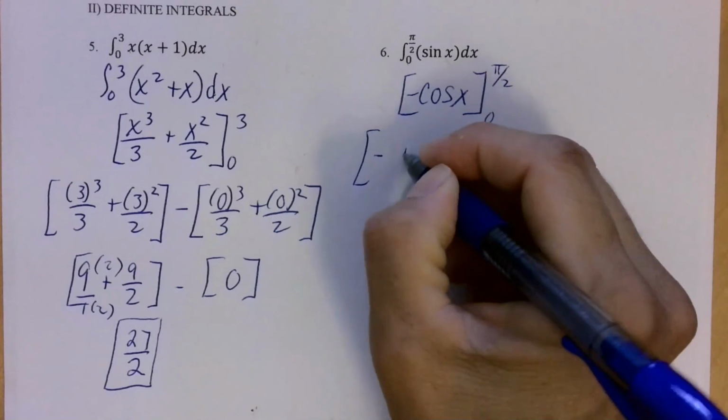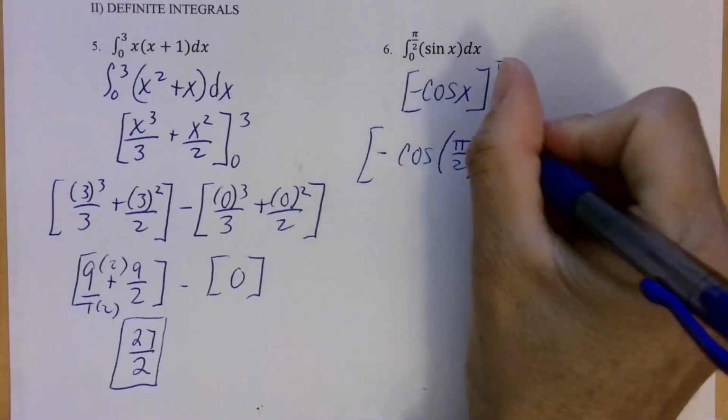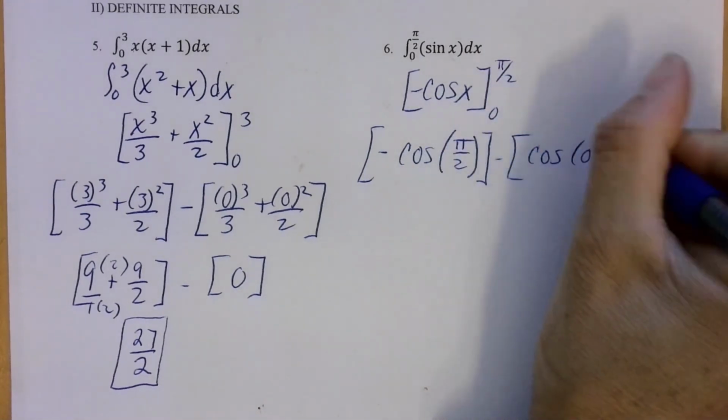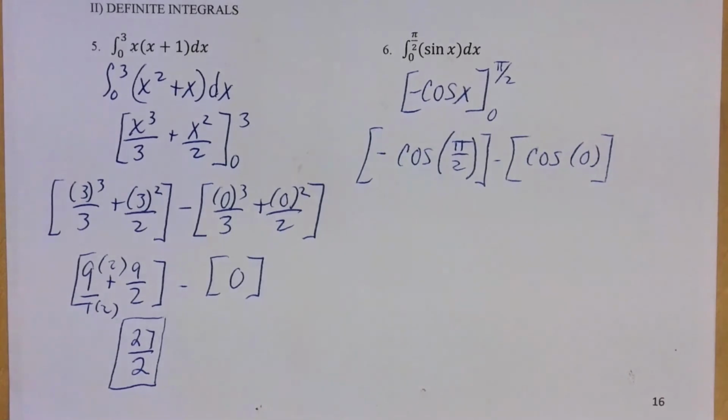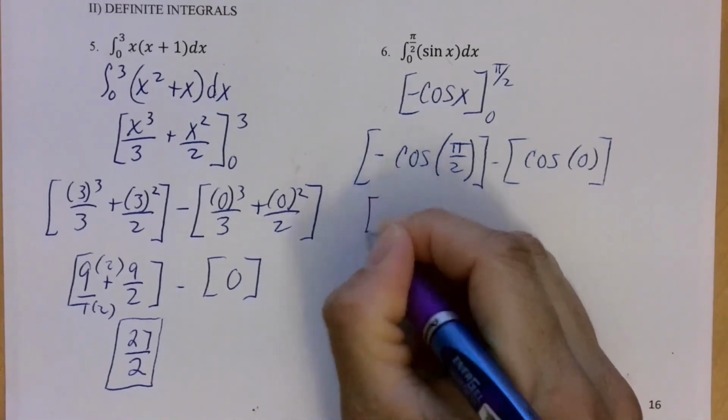And I'm going to substitute pi over 2 in. And then I'm going to substitute 0 in. And my pen's dying, so hang on a second. Okay. So we're going to evaluate negative cosine of pi over 2.